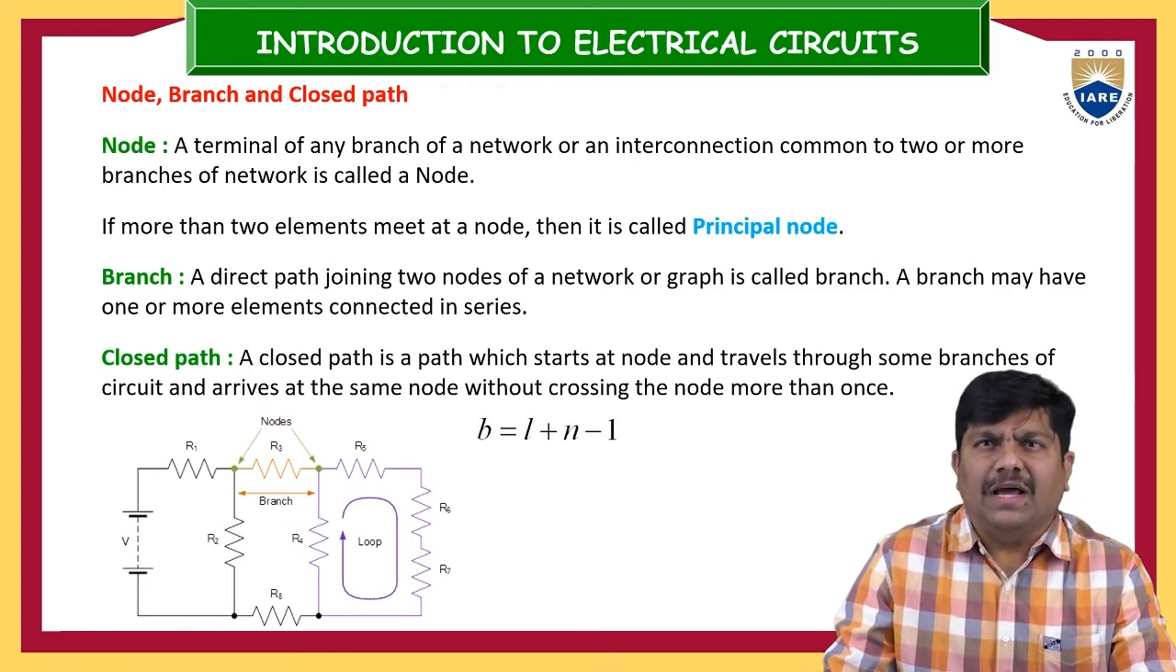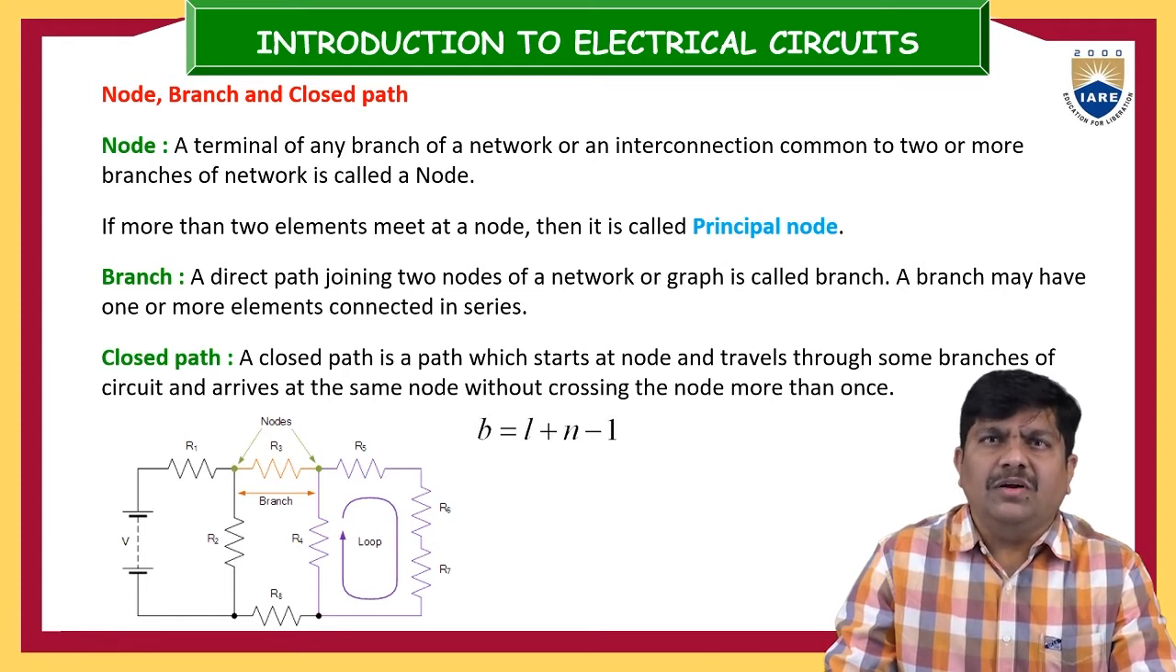Now next, branch. A direct path joining two nodes of a network or graph is called a branch. A branch may have one or more elements connected in series. Suppose there are two nodes, and we are joining the two nodes with the help of one connecting wire, then that wire represents a branch. That branch is joining those two adjacent nodes.